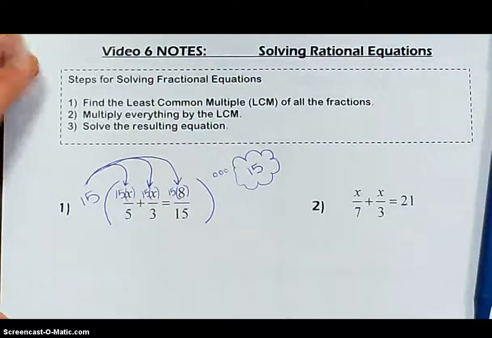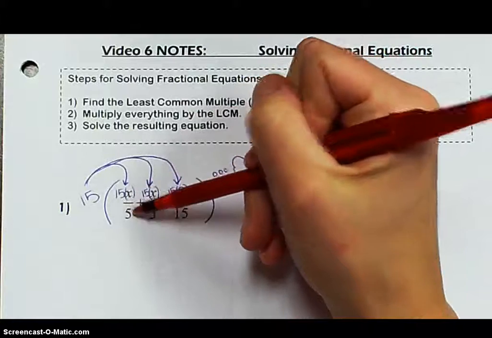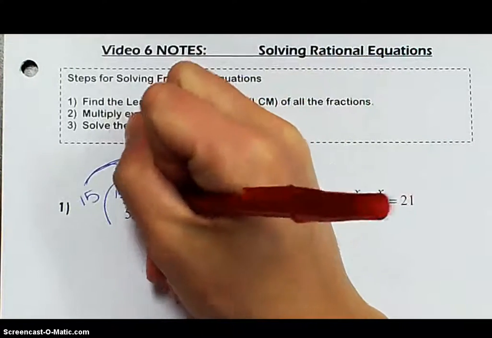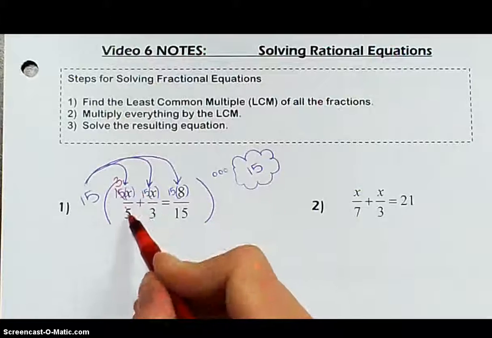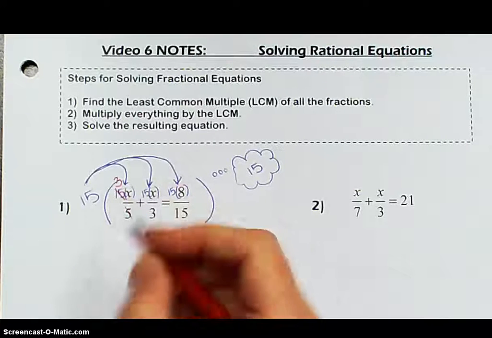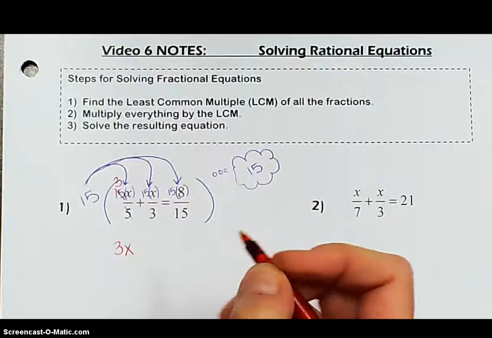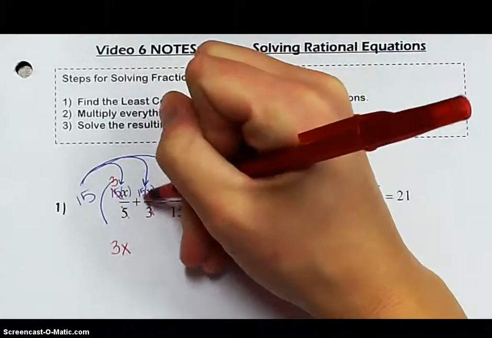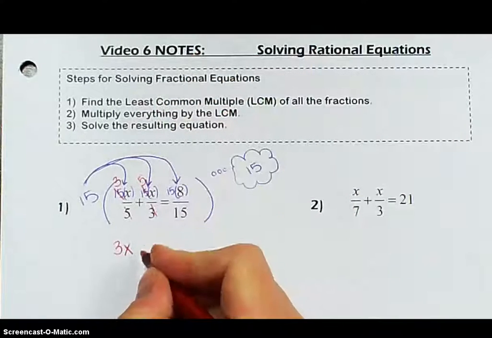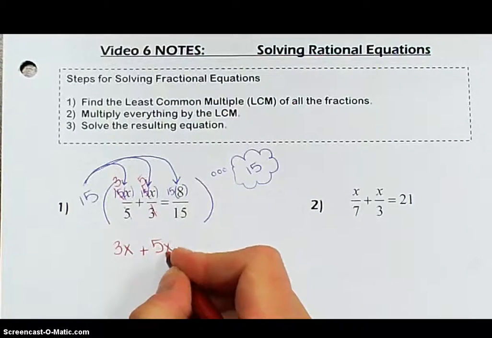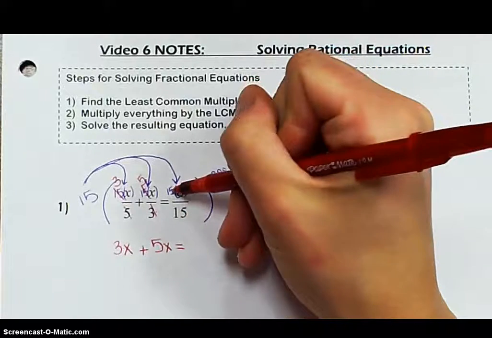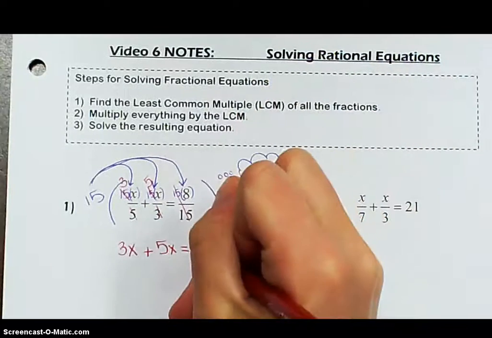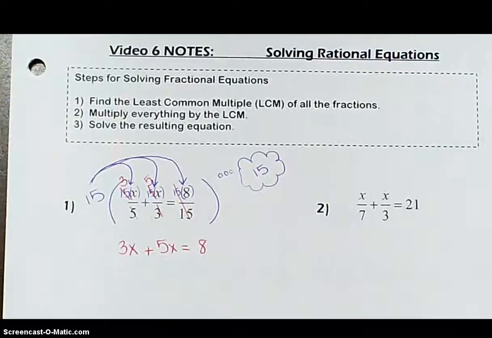Because we have fractions, let's see if we can reduce. 15 over 5: does 5 go into 15? Yes, it goes in 3 times. So we've gotten rid of the fraction, and we're left with 3x. Next, we have a 15 on the top and a 3 on the bottom. 3 goes into 15 5 times, so now we're left with plus 5x. Here we have an equal sign, and then 15 over 15, so those cancel, and we're left with 8. Look at that, magically those fractions are gone.